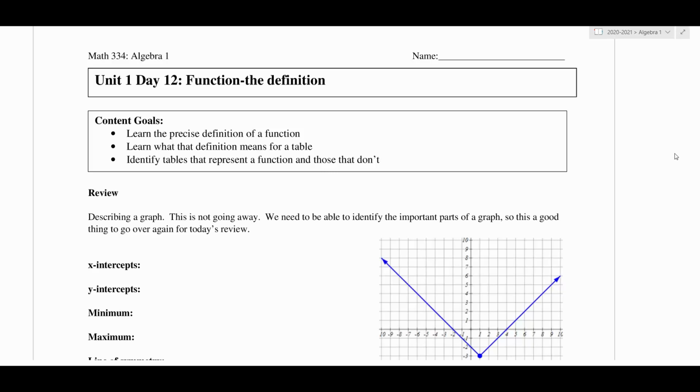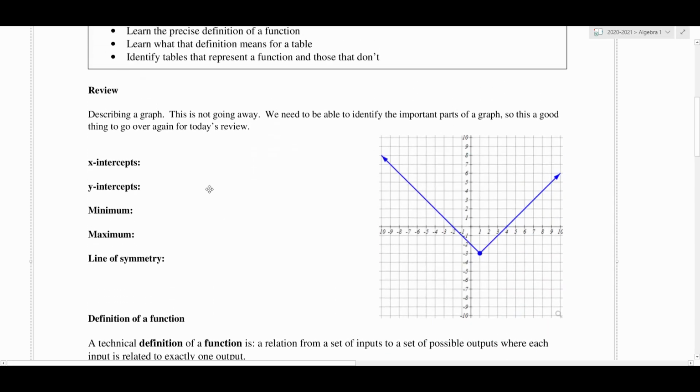All right. Today's review. We're going to work on describing a graph. So this is not something that's going to go away. We're going to be seeing graphs all throughout Algebra 1. You'll see them again in Algebra 2. So we've got to be able to describe a graph and identify the important parts of a graph. So it's a good thing to go over for today's review.